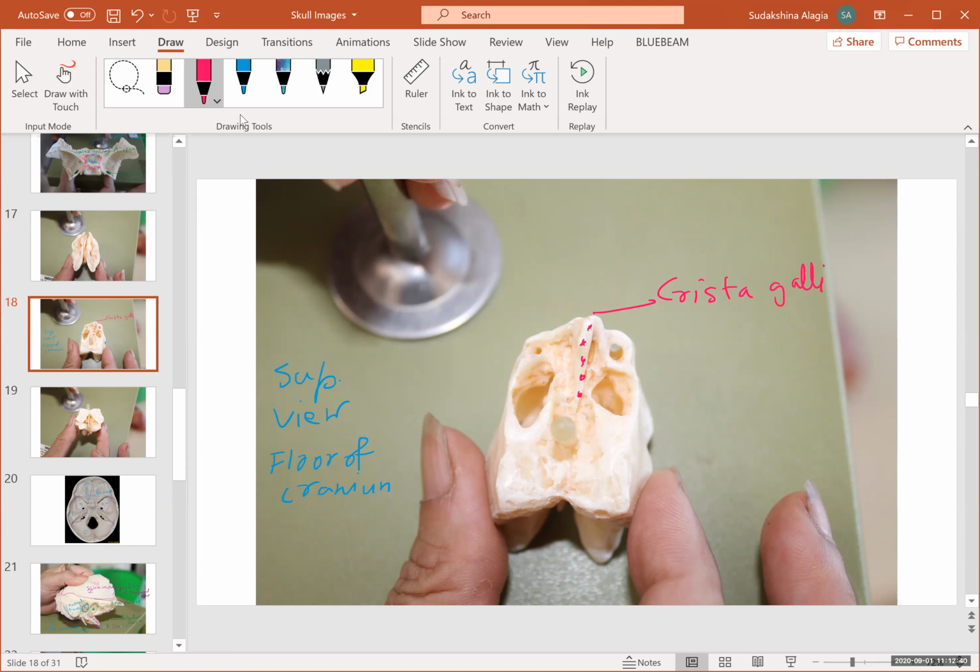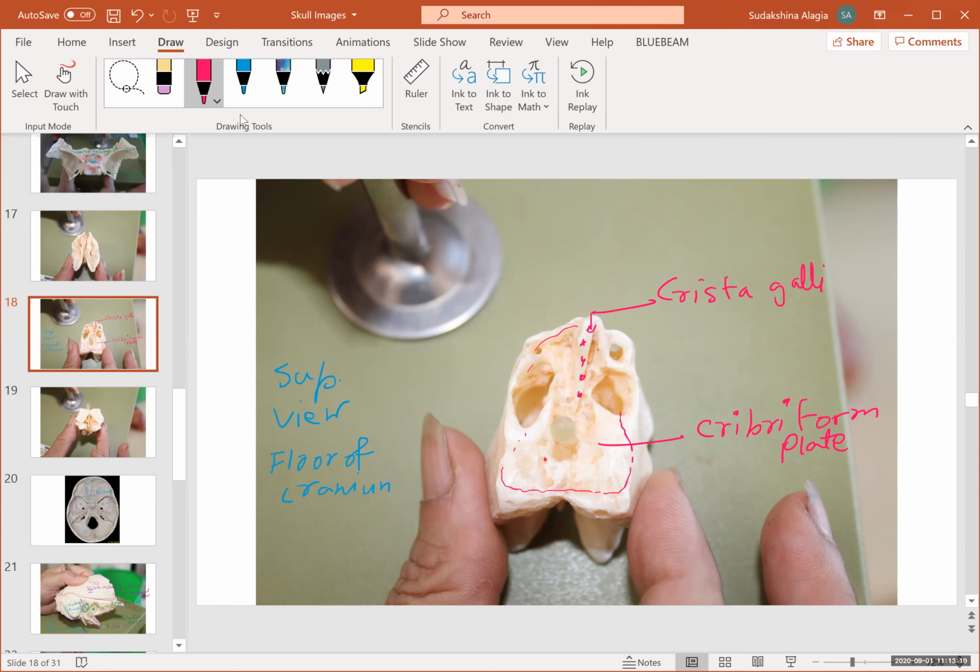The rest of the... This flat plate, see that? It's a flat plate. This is the roof of your nose. This is what makes up the roof of your nose. This is referred to as the cribriform plate. Crista galli, cribriform plate.